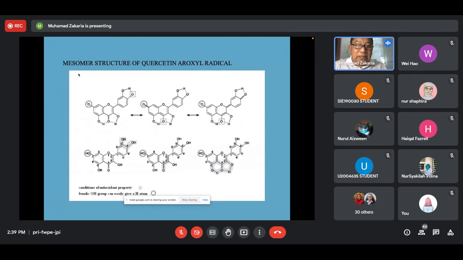These are mesomer structures of quercetin hydroxide radicals, a condition of antioxidant property. A phenolic group can easily give a hydrogen atom. Okay, maybe you can have a look yourself.